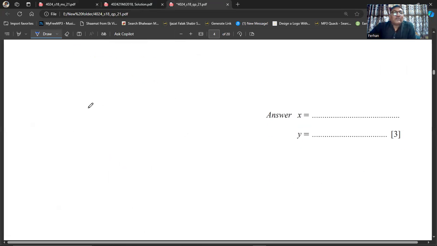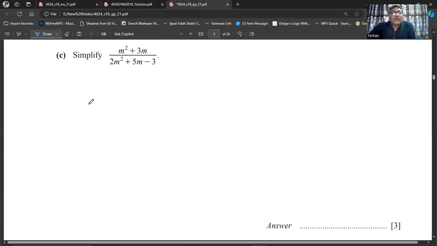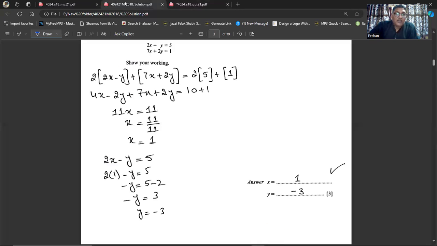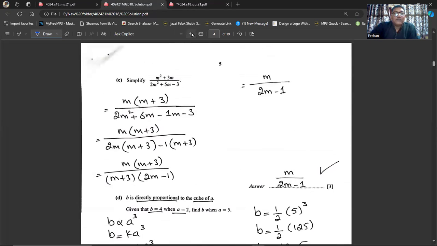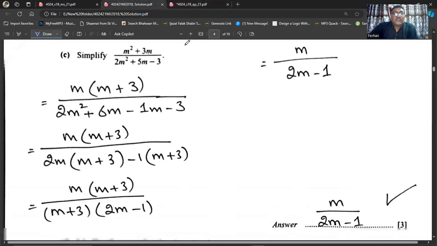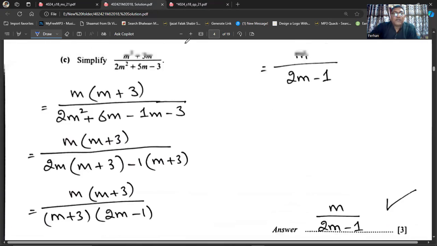Here we go. Question number 3, and it's the C part. Here we have, he says simplify. Here we have an algebraic fraction. Upstairs we have m squared plus 3m, and downstairs we have 2m squared plus 5m minus 3. So what I am going to do, I am going to factorize the numerator and I will also factorize the denominator. So the upstairs thing, only the m is common and that is very simple. But downstairs you will have to do the mid-term breaking.